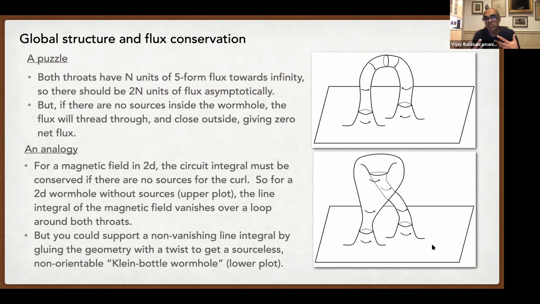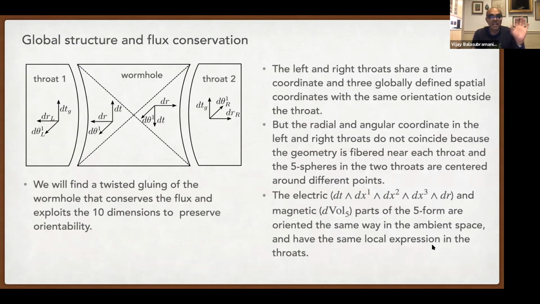So you didn't add a source, but you have to play games with the geometry in order to glue things in a funny way. So we're going to have to do the fancier analog of that. This is a little bit complicated, so I'm going to go through step by step, or I'm going to try to go through step by step.